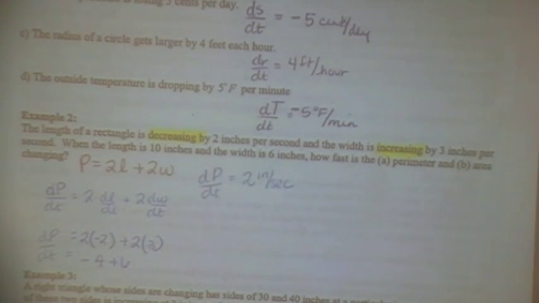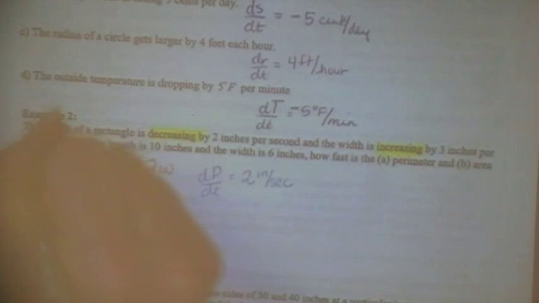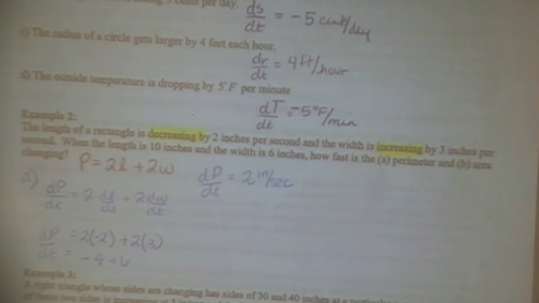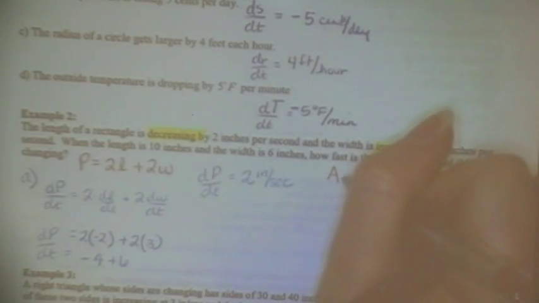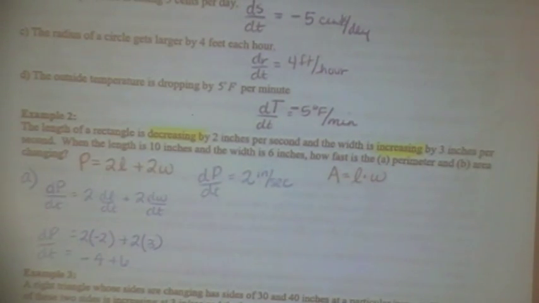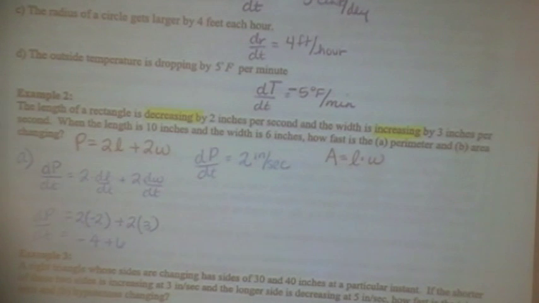Same rectangle. Now we're doing parts. So this is A. So let's do B, which is area. Area of a rectangle is length times width, which means you will have to product rule this when you take the derivative.